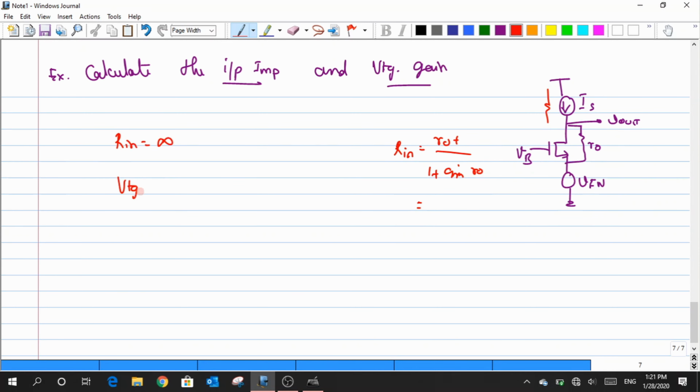What about the voltage gain? I think the formula that we had for this is 1 by R naught, and R out is basically nothing but R naught itself, right? We don't have any resistance here at the bottom. Source doesn't have any resistance. Okay.